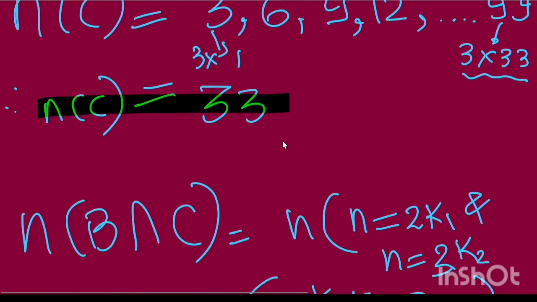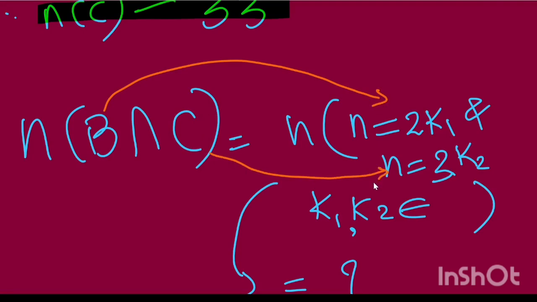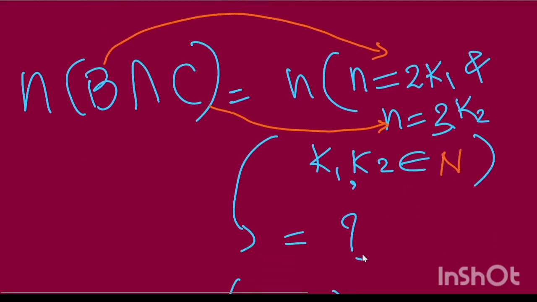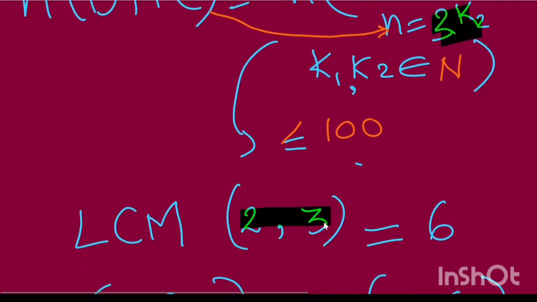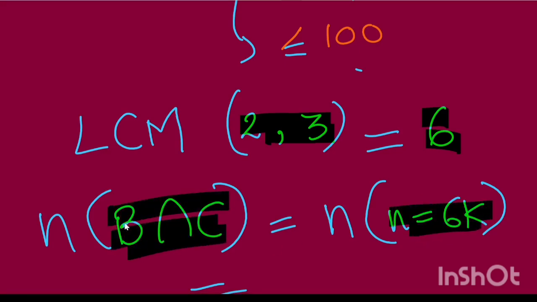Now it's the turn of finding n(B intersection C). We know that B is numbers of the form 2k1, that is, multiples of 2, and C is numbers of the form 3k2, multiples of 3, where k1 and k2 are natural numbers, less than or equal to 100, because everything is happening inside the universal set U. So n is a multiple of 2 and a multiple of 3. It means taking the LCM of 2 and 3, which is 6, so it has to be a multiple of 6.